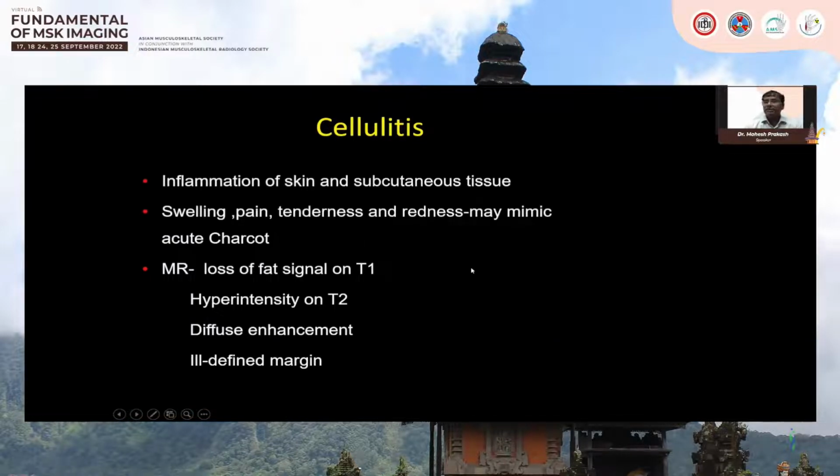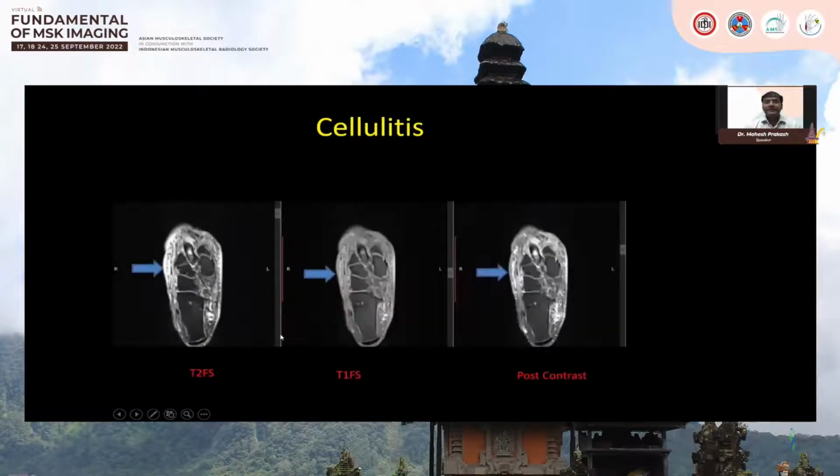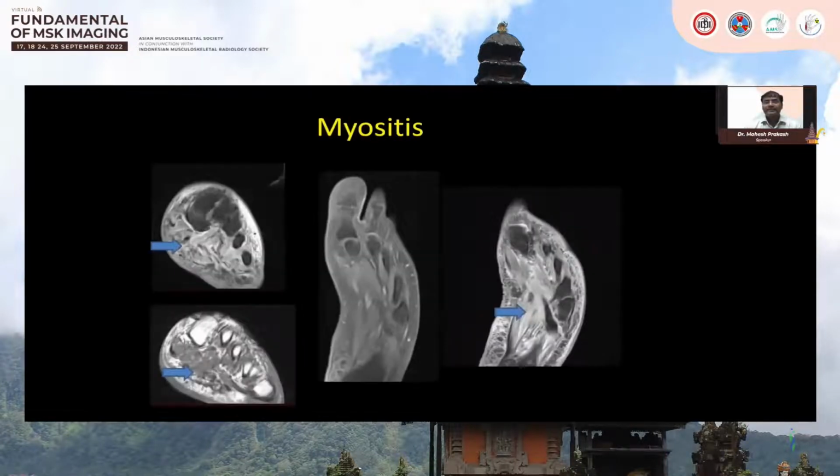Cellulitis means there is inflammation of skin and subcutaneous tissue. MRI shows loss of fat signal on T1, hyperintensity on T2, and diffuse enhancement. See this case of cellulitis in diabetic foot. Here you can see there is inflammation of the subcutaneous tissue. This is T2 weighted, T1 fat-saturated, and this shows minimal enhancement in this location. This is a typical case of cellulitis. Myositis, in this case of myositis, we can see there is inflammation and edema in the muscles, and they can show minimal enhancement also.